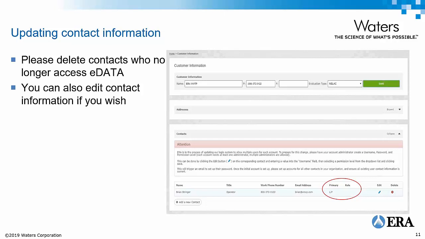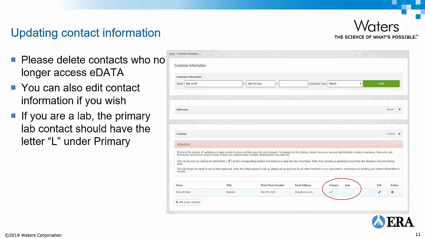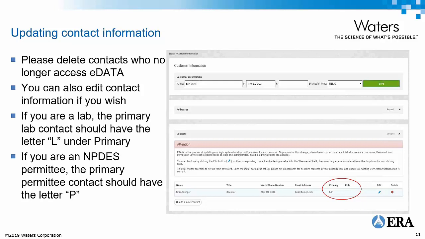But a couple of important notes. If you have an in-house lab, you must have one primary laboratory contact who will be the default name for lab reports. This is indicated by the letter L under primary. If you're an NPDES permittee, you need one primary permittee contact who will receive the graded DMR-QA report. You can see this is indicated by the letter P. In the next column, you see the roles are listed. If you do not have a role listed for your contact information, just select the blue Edit pencil.